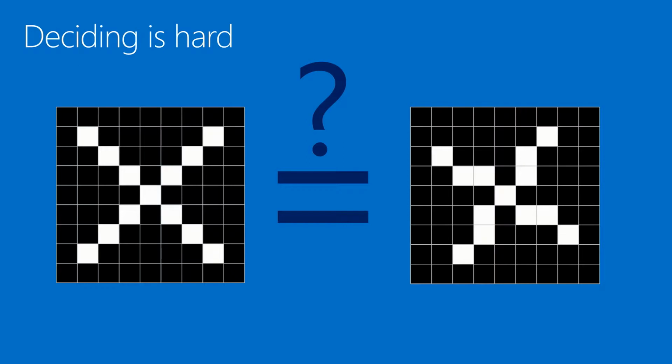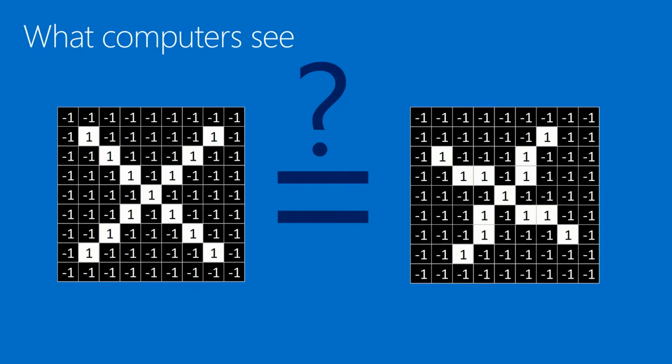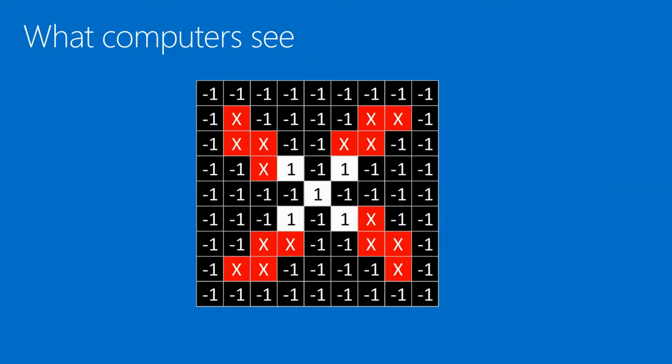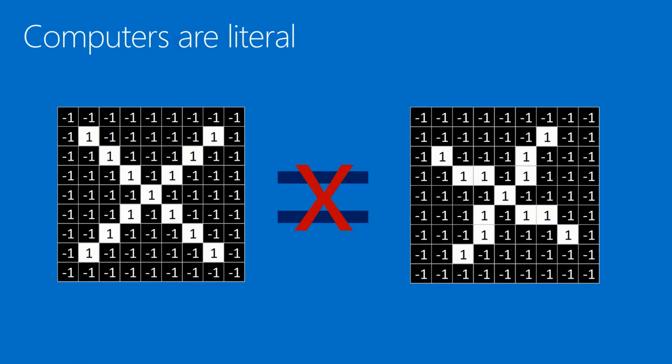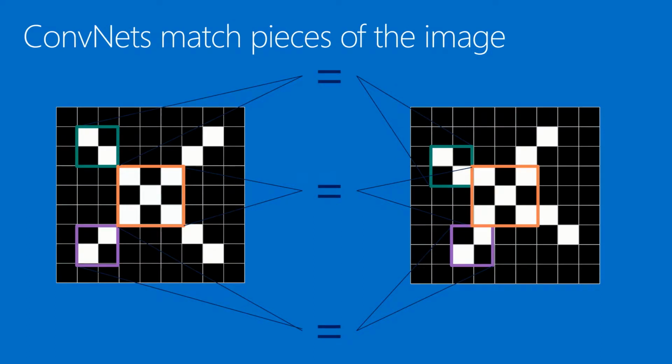Deciding is hard because when I feed it to the computer, this is what a computer sees, and it finds that these are the areas which are a mismatch, and it says that these two images, even though they're similar, are not equal. So what a convolution neural network does is break down the image into features. For example, it's broken this down into 3 features, and it's then comparing the features to the image.